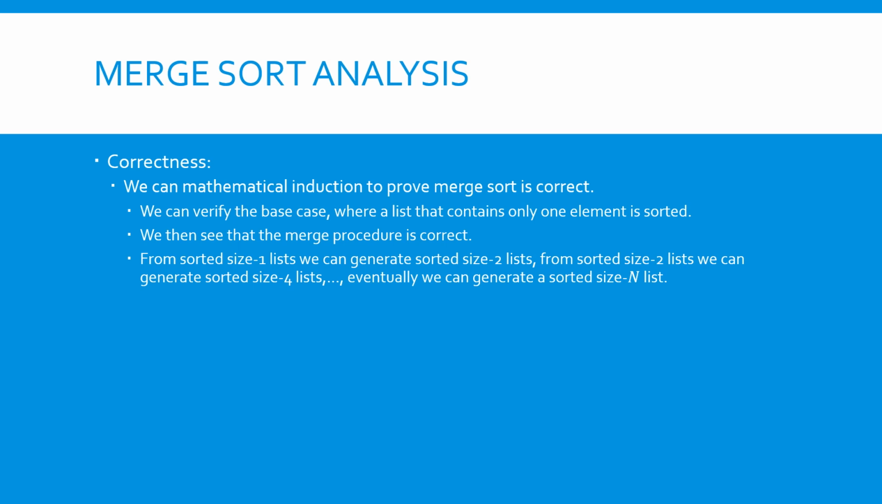Now, let's analyze the merge sort algorithm. We can prove the correctness of the algorithm using mathematical induction. We will take the base case as that sets containing only one element are sorted. Then, due to the correctness of the merge procedure, all size 2 lists are sorted. Then, all size 4 lists are sorted, and so on. Eventually, we can reach a certain point where the size n list is also sorted.